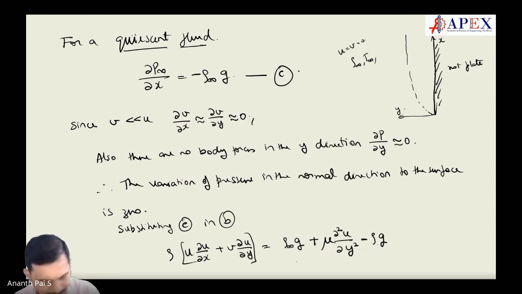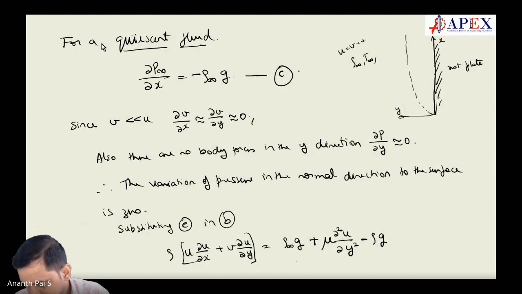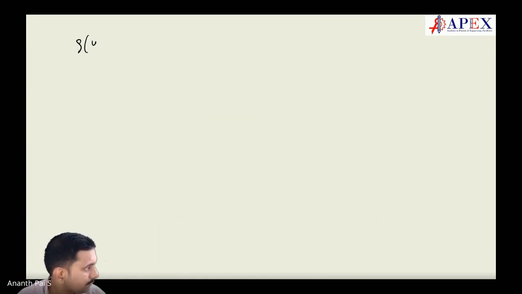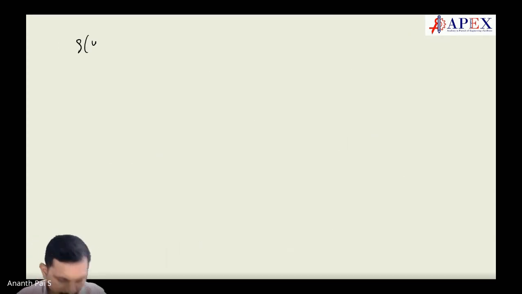Done? Now we can write this as rho previous. Take your time. Done? Okay. Next, I will write that.